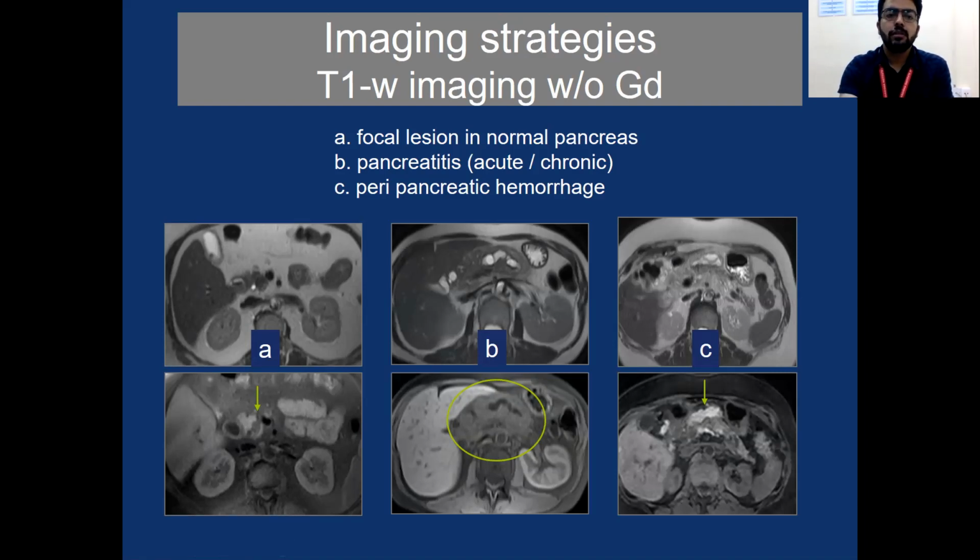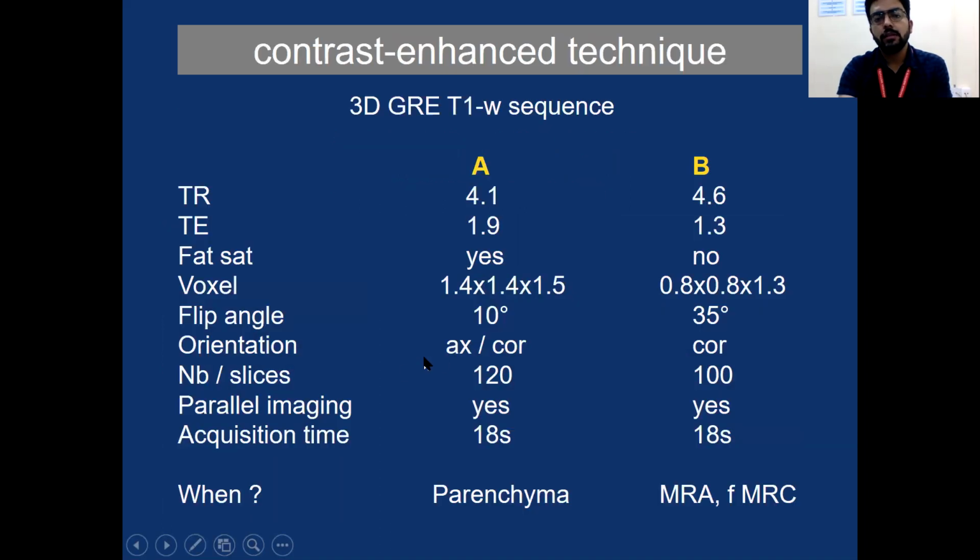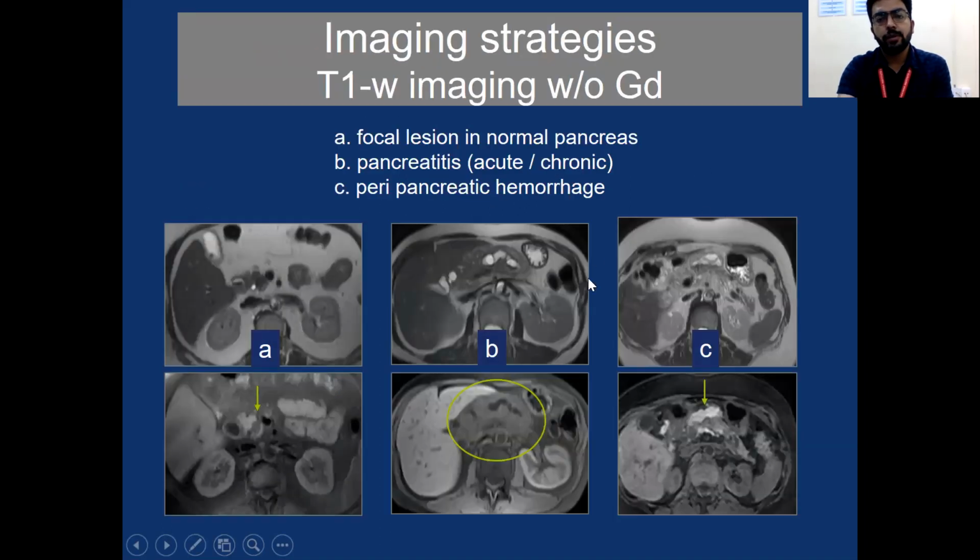These are axial images showing a focal lesion in the normal pancreas. Focal lesion in the normal pancreas. In this, we can appreciate pancreatitis. This is the acute pancreatitis, and this is the chronic pancreatitis. These are the peripancreatic hemorrhages that can be seen.